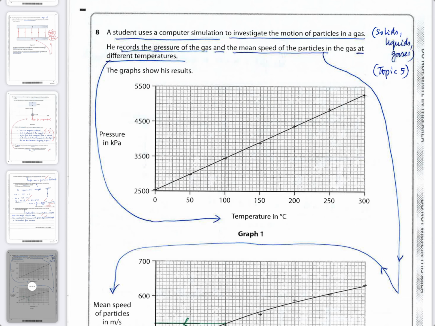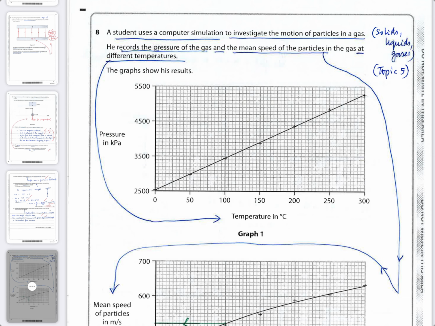Now obviously you can't find the mean speed practically, so this is a simulation, and in the simulation it must be telling you what the mean speed of the particles is. And the reason they use speed is because the motion of these particles is random, so they're moving in all sorts of directions. So we can't talk about velocity because the mean velocity will probably be 0 in any 2 directions. So mean speed will be more accurate here, if that makes sense to you.